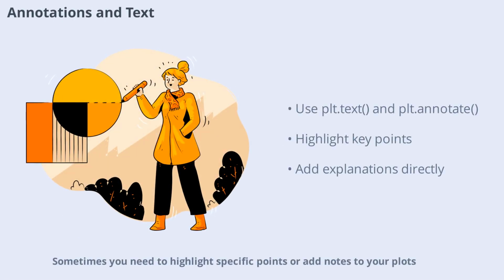Sometimes you need to highlight specific points or add notes to your plots. Matplotlib lets you annotate charts with plt.text and plt.annotate. You can place text anywhere, draw arrows, or highlight key data points. Annotations are great for drawing attention to important findings or explaining trends directly on your visualizations.